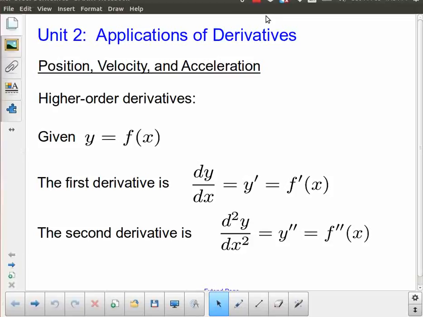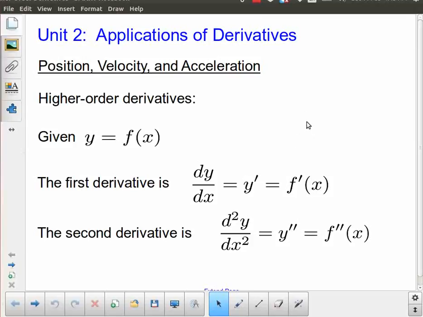For this lesson and the beginning of our next unit, we're going to be taking a look at what are known as higher order derivatives. And in particular, we're going to be tying those into three concepts that are fairly familiar to us in our day-to-day life. Certainly the position and velocity relationship is one that people are familiar with. And then acceleration, if you have any background in physics, all three of these and the relationship between them will be familiar to you.